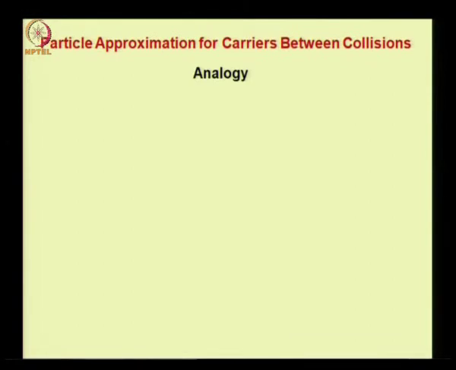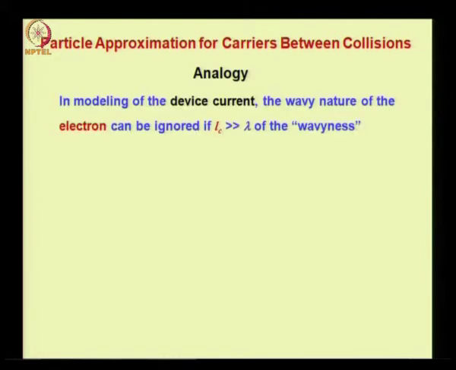Let us explain the particle approximation for carriers between collisions using an analogy, because this is really a very, very important idea. Now we say that in modeling of the device current, the wavy nature of electron can be ignored if mean free path between collisions is much greater than the wavelength lambda of the waviness, that is the thermal average wavelength. Now this is very much like the following situation.